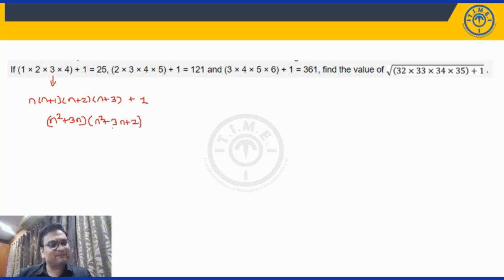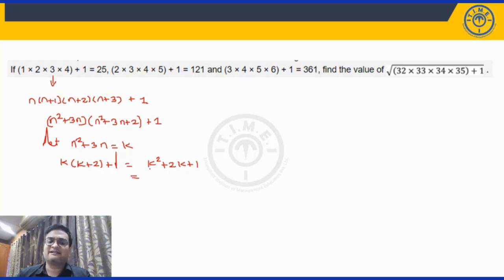Now, let n square plus 3n be some k. When you put this as k, the given expression will become k into k plus 2, plus 1, which when simplified becomes k square plus 2k plus 1, which is a perfect square. Because I can write this in the form a square plus 2ab plus b square, we can write it as k plus 1 the whole square.